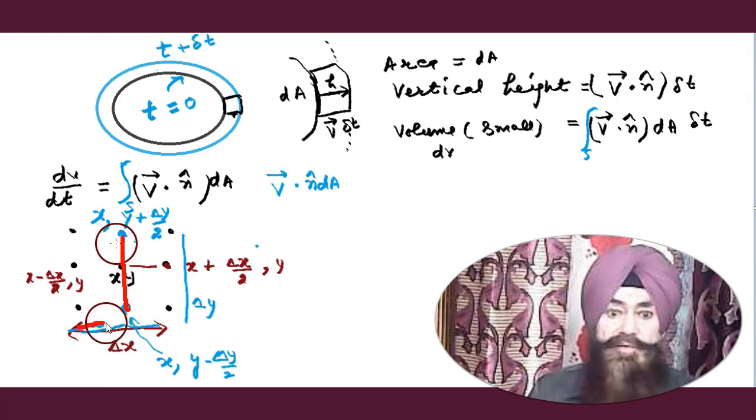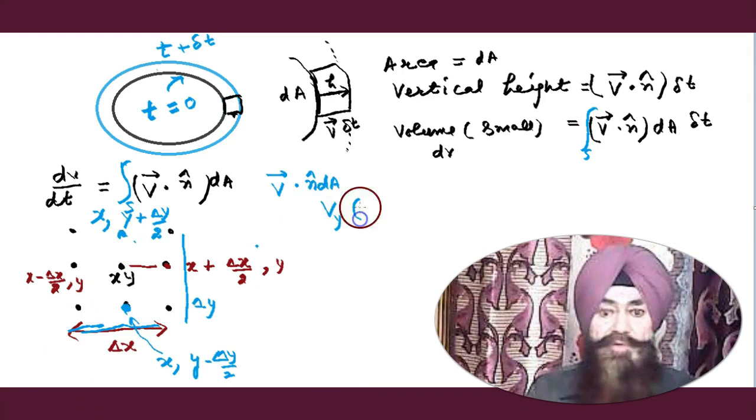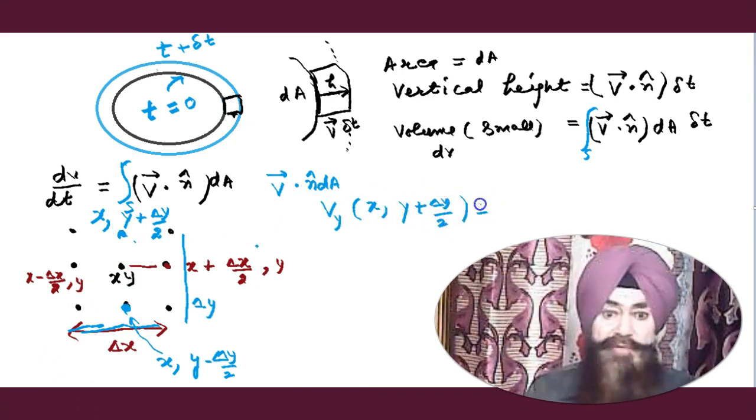and this area into the normal component. What is this area? Delta x. What is the velocity at this point? Because this is a vertical line, we'll write velocity Vy at this point. So it is Vy at the point x, y plus delta y by 2, into area delta x.